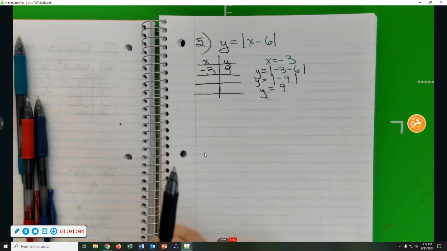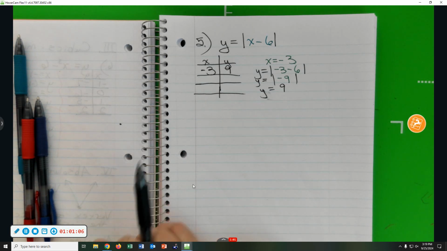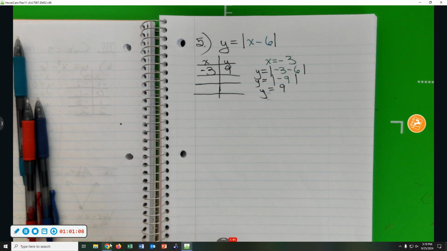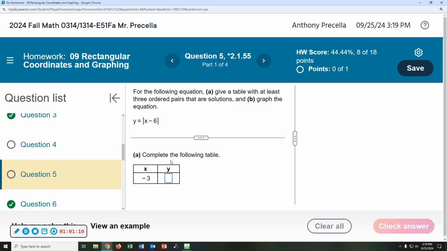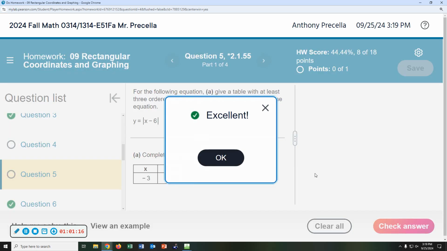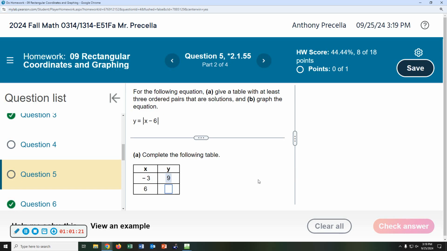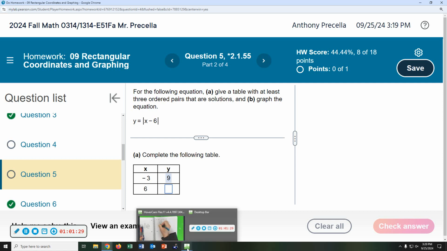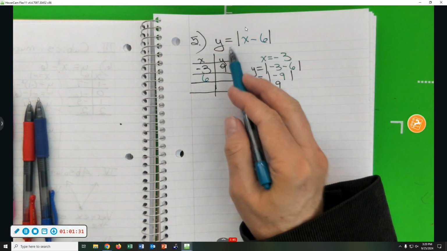It's not the first ordered pair that we're going to plot, though. But you go and type in -3, +9. I think it's -3, -9, but you go and type in a 9. Look at the next number they want us to plot. What is it? 6. I knew they'd have to give me 6 because that's where the vertex is.